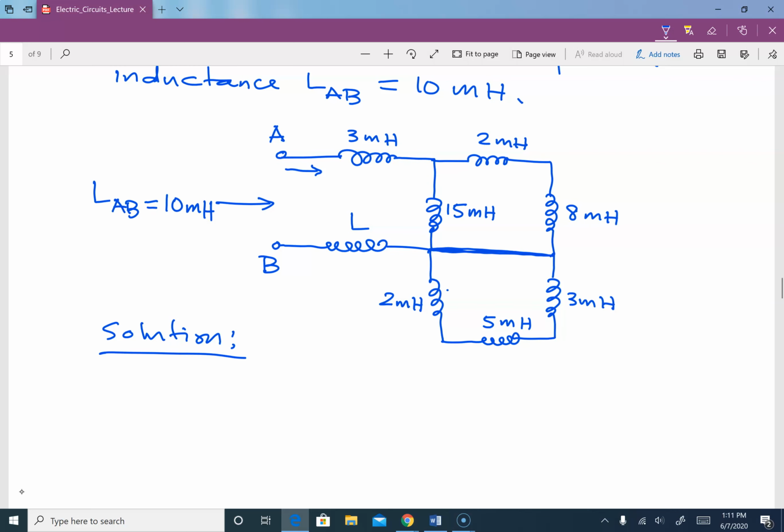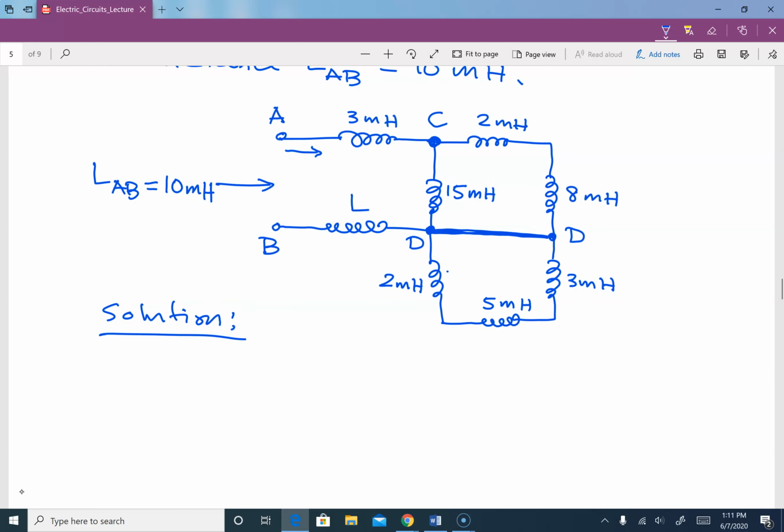So in this case, I have this as terminal A or node A. This is node B. I can call this node, let's say, C. And I come over here, this is node D, and that is short. Then this is node D, that is the same node. So now we can redraw the circuit. So this is node A, this is node B, and let's say this over here is node C, and this is node D. So now between A and C I have a 3 millihenry.